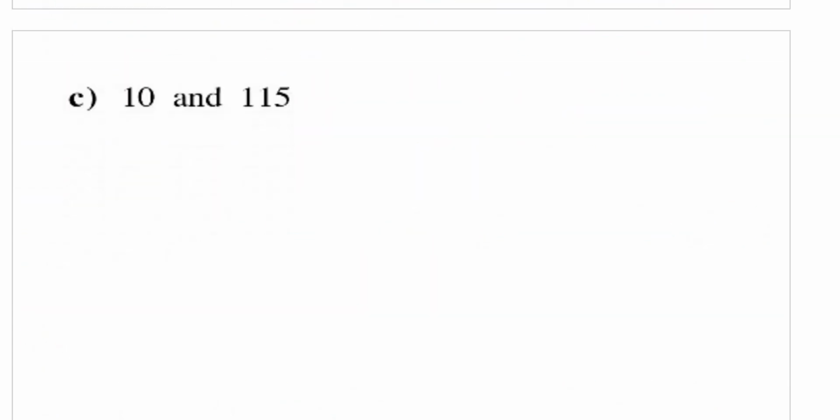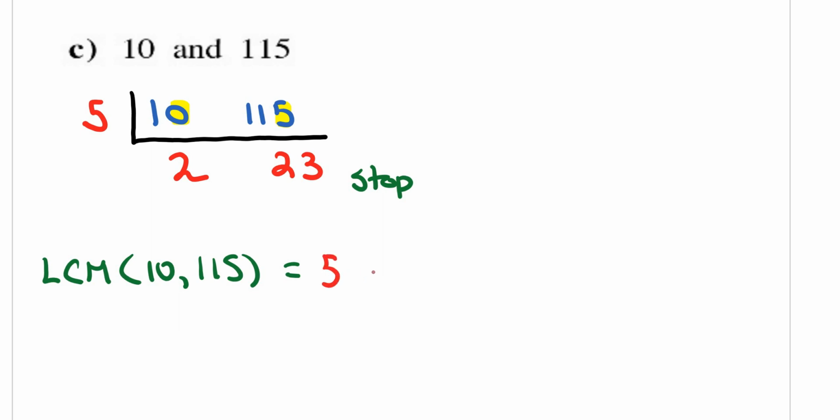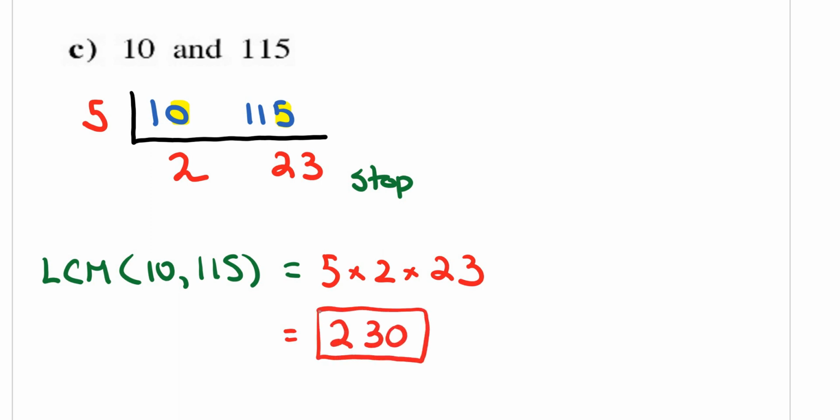Okay, let's keep on moving along. I have 10 and 15 now, so here's 10 and here's 115, sorry. And let's go ahead and apply the little ladder method here. I have a 0 and a 5, so let's break this down by using 5 to divide both numbers. So 10 divided by 5 is going to be 2, and 115 divided by 5 is going to be 23. And this is where I can stop. And now the LCM of 10 and 115 is going to be 5 times 2 times 23, and this gives us 230. So 230 is the least common multiple between 10 and 115.